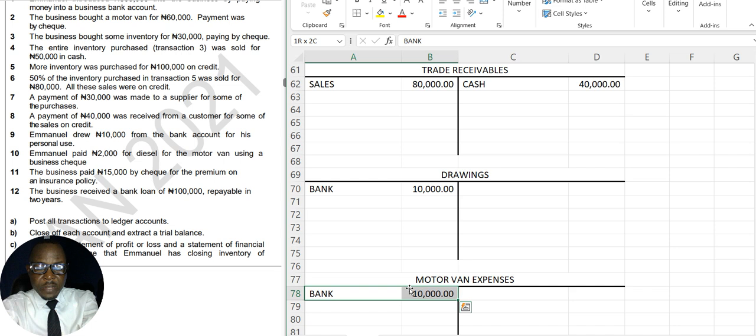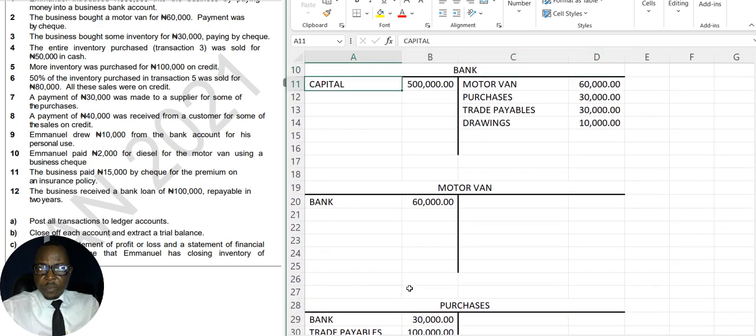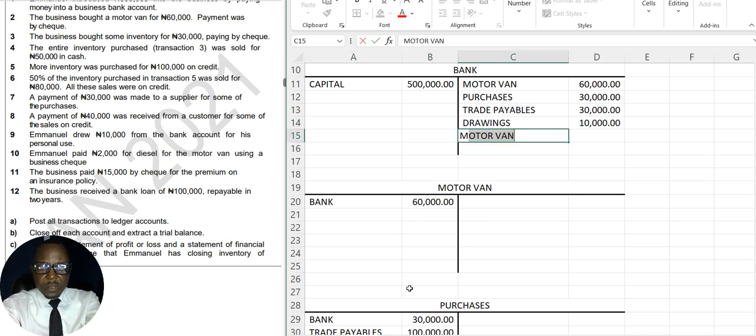Because it's an expense, it must have a debit balance. So motor van expense is receiving from bank. She's receiving from bank how much? 2,000 naira. All right, and you go to bank to reduce the amount in bank by 2,000 naira. Motor van expense. This one is different, it's an expenses. So you put it as 2,000.